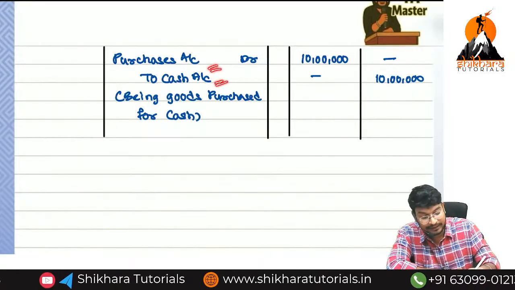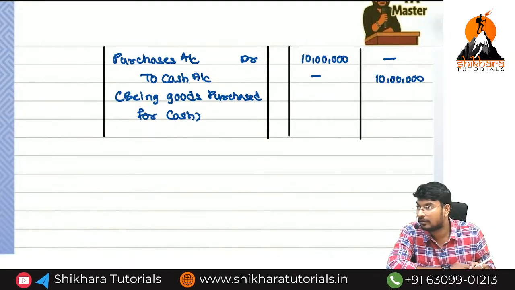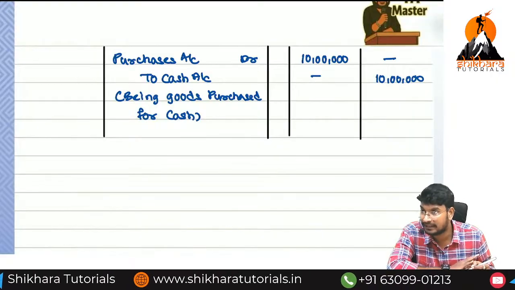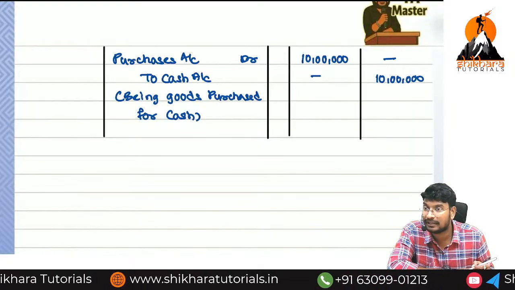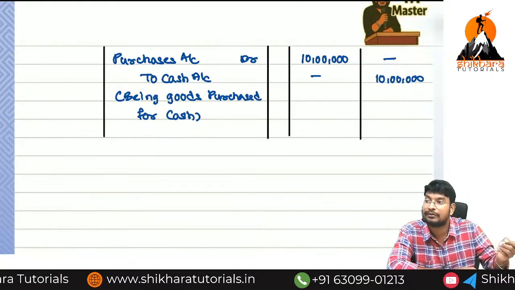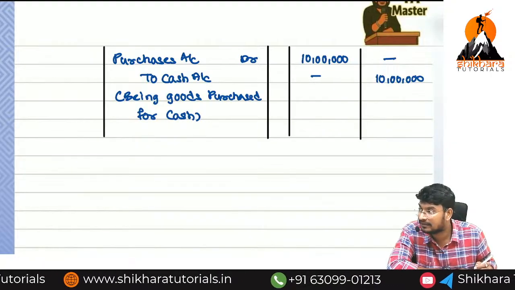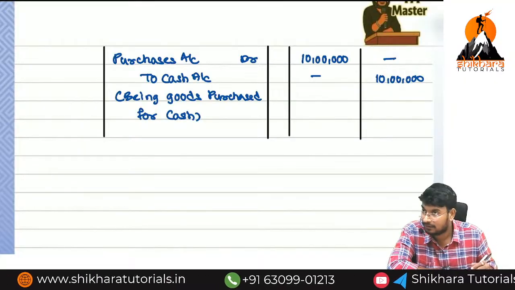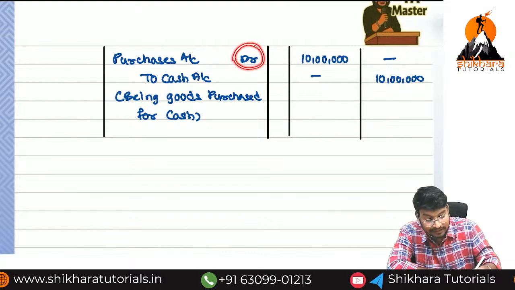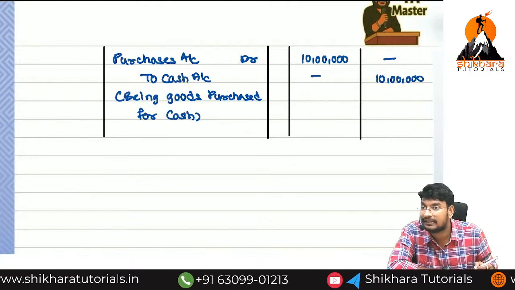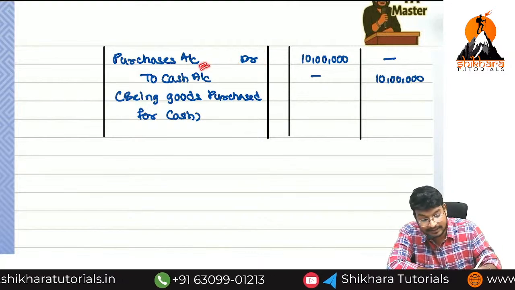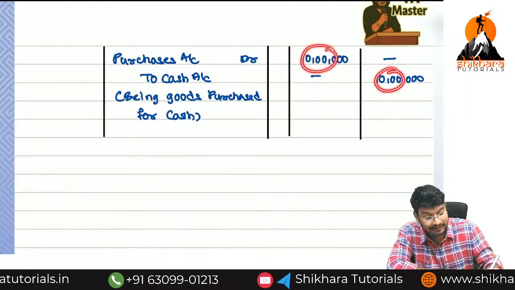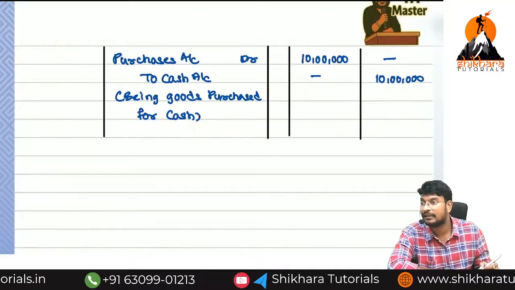The entry: purchase account debited to cash account. We should not pronounce it as debtor. A debtor is a person to whom we sell goods on a credit basis. Here we should pronounce it as debited. So, purchase account debited to cash account of rupees 10 lakhs and 10 lakhs. Being goods purchased for cash.